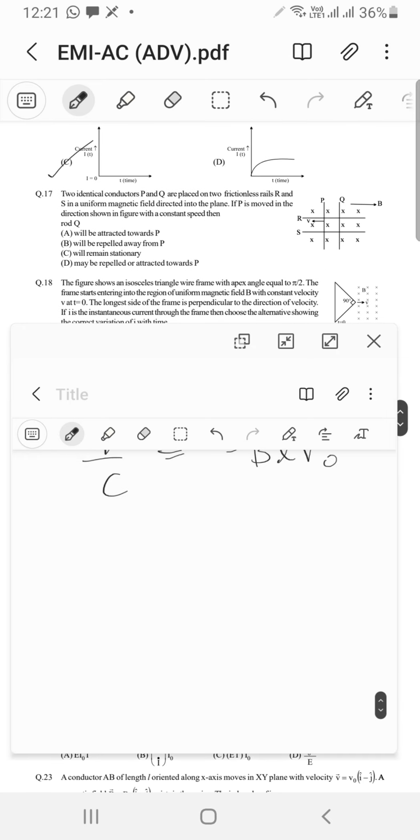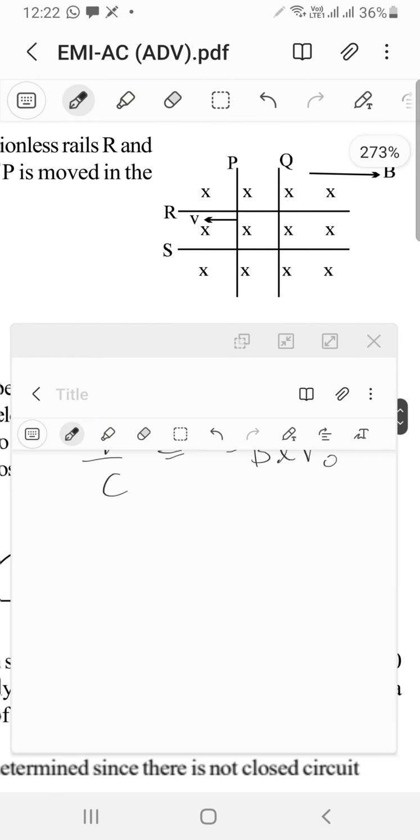Two identical conductors P and Q are placed on two frictionless rails R and S in a uniform magnetic field directed into the plane. If P is moved in the direction shown in the figure with a constant speed, then rod Q... Okay, so P is moved like that. What happens to rod Q?